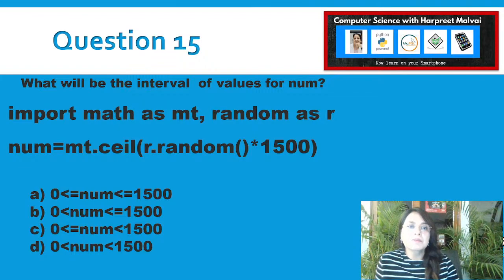Import math as m, random as R, and we have num is equal to m.ceil of R.random multiplied by 1500. What is going to be the interval? You know what, I think I've made a mistake here. I'd actually written something else and I forgot to save that, but that's okay. You can answer this one.